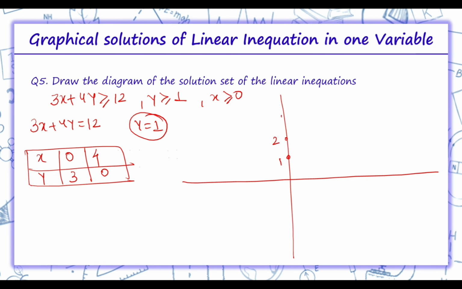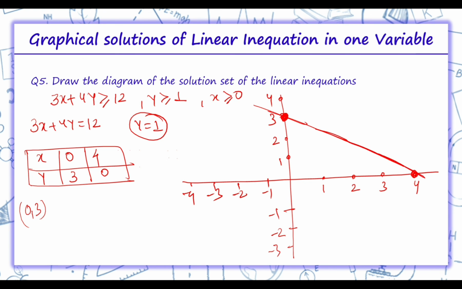1, 2, 3, and 1, 2, 3, 4. Here also 4. Minus 1, minus 2, minus 3, minus 4, minus 1, minus 2, minus 3. (0, 3) is the first coordinate, so (0, 3) will come over here. Then (4, 0) will come here. The line, again, since it is an equality, is represented by the dark thick line.